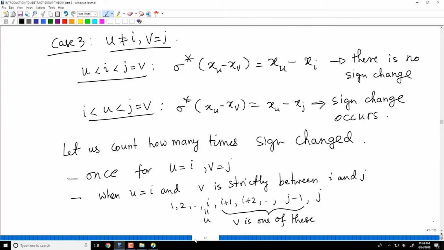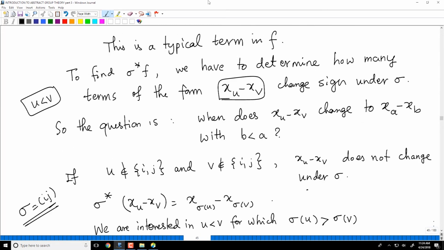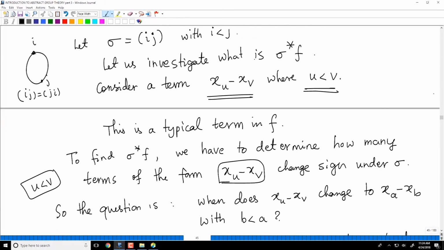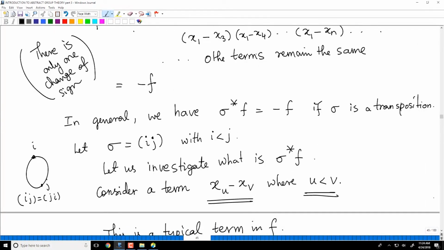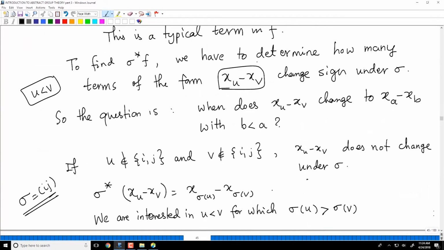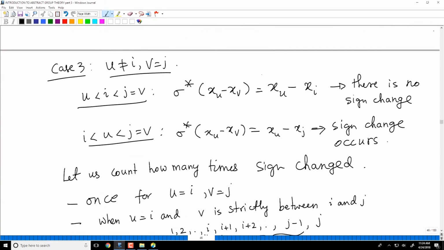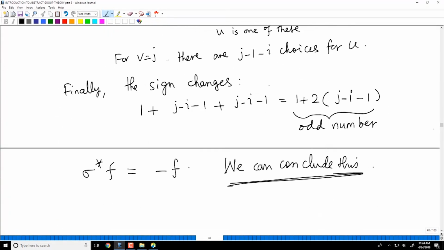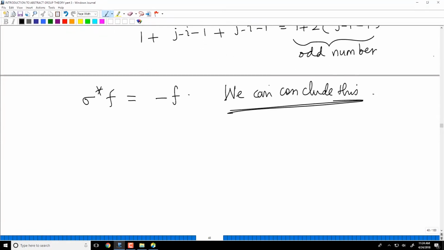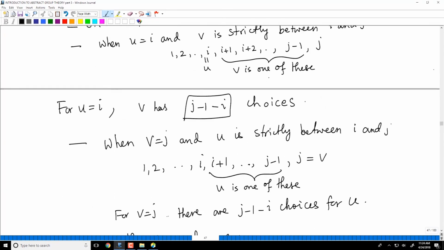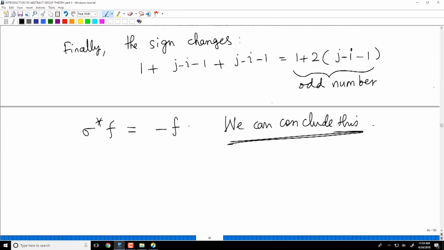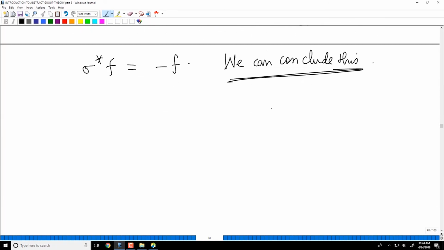I claimed that sigma star F, after doing an example, I said in general sigma star F is minus F. Okay, so in the last 10 minutes or so when I proved this, it is possibly confusing to you, but this is the complete proof. Please, if you need, go over the video again, and hopefully it is clear to you that for any transposition we have sigma star F equals minus F.